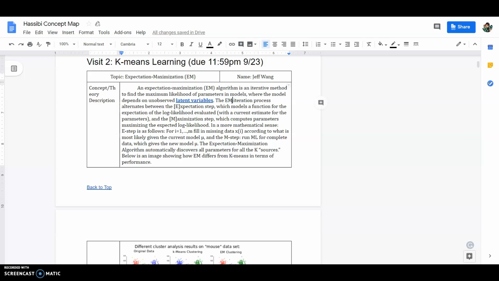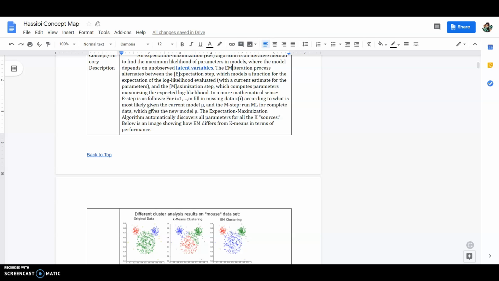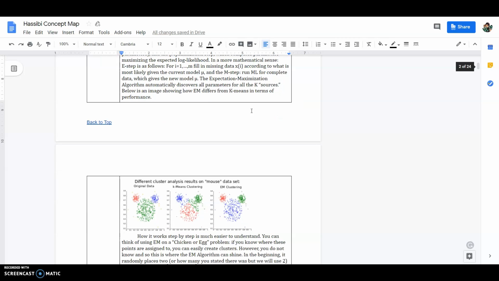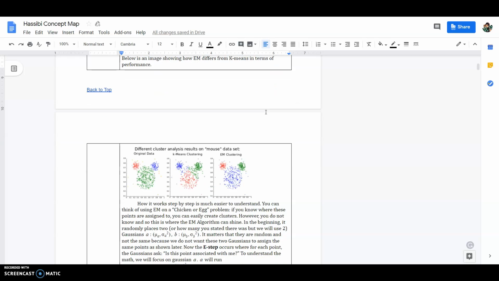This EM algorithm is an iterative process between two steps: the expectation step and the maximization step, or in this case, we'll just say E step and M step respectively. Now, the E step is as follows: for i equal to 1 up to m, fill in the missing data x of i according to what is most likely given the current model, and the M step is just to run the ML for complete data, which calculates the new model of the mean, as well as its variance, or as you could say, standard deviation.